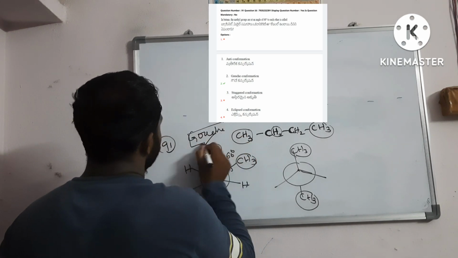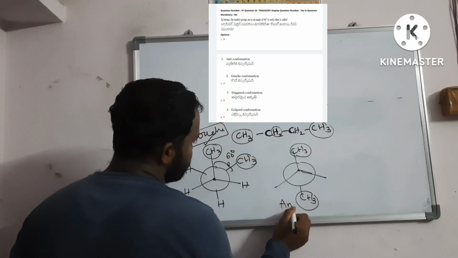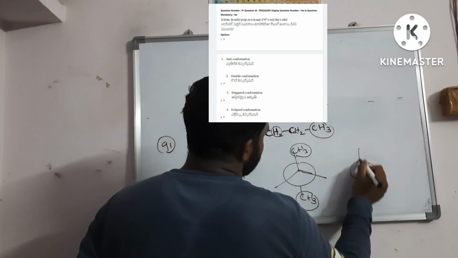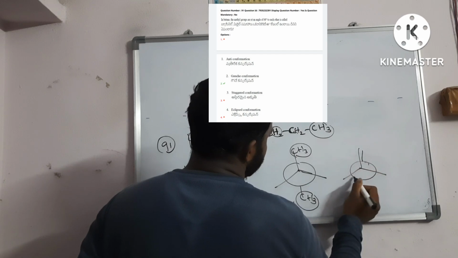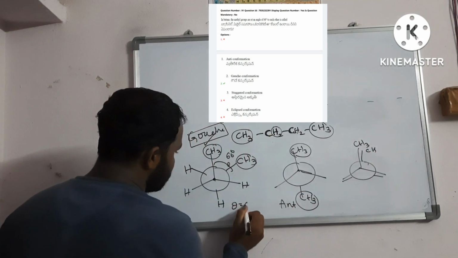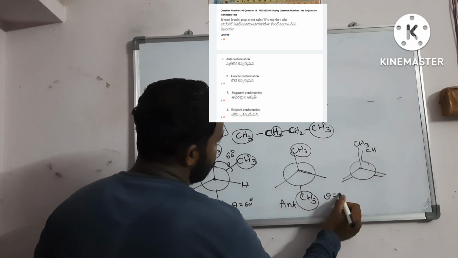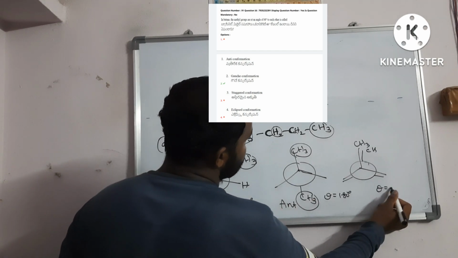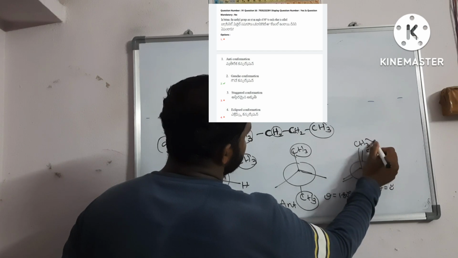This is a Gauche form. This is anti form. You can say anti. So if CH3 and CH3 are eclipsed, the angle theta is equal to 0 degrees. Theta is equal to 60 degrees for gauche, theta is equal to 180 degrees for anti. This CH3 and CH3 make 0 degrees.